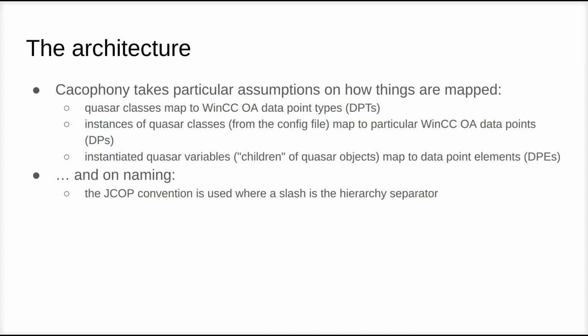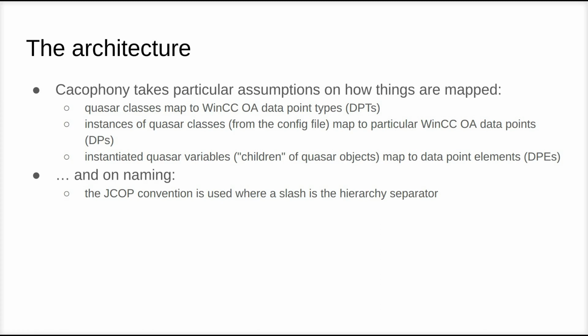So I will quickly show how to obtain, I will later on show how to obtain the Cacophony, but now I'd like to also make one important remark. So Cacophony takes some particular assumption on how things are mapped. Quasar classes map to WinCC OA data point types. Quasar classes, this is important to actually get this.